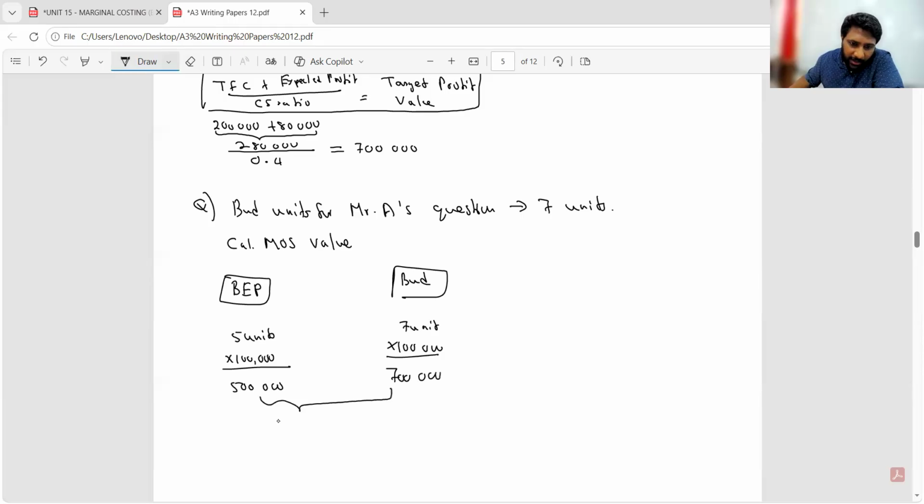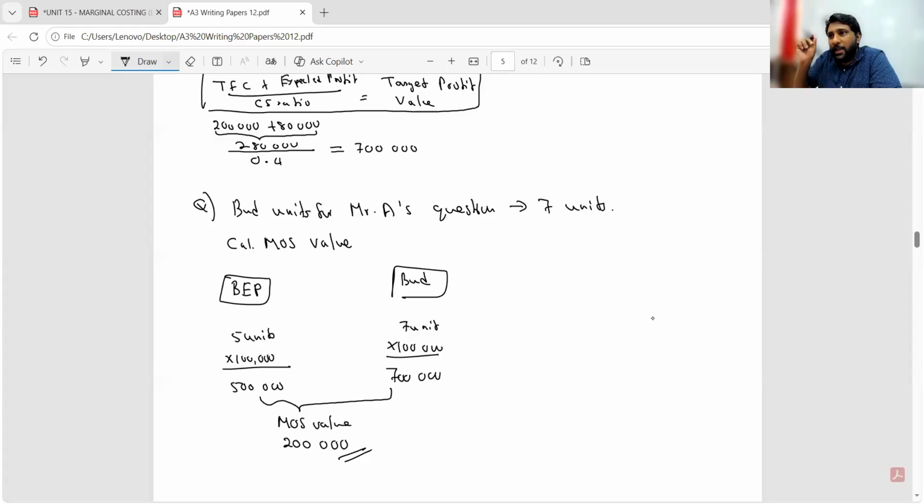So here we are getting margin of safety value. Margin of safety is the gap between break even and budget. How much is that? 200,000. Same 200,000 we can get using the CS ratio.